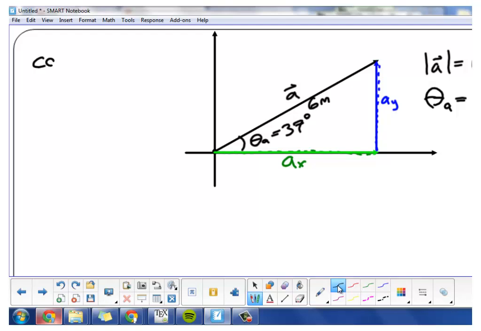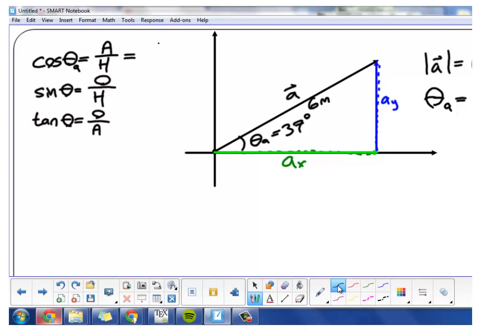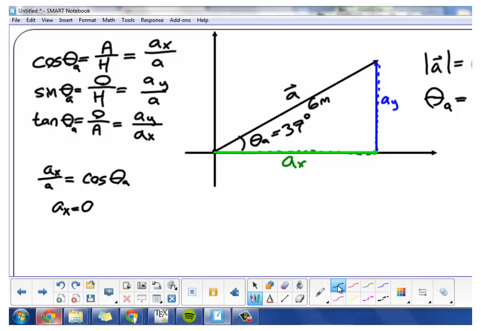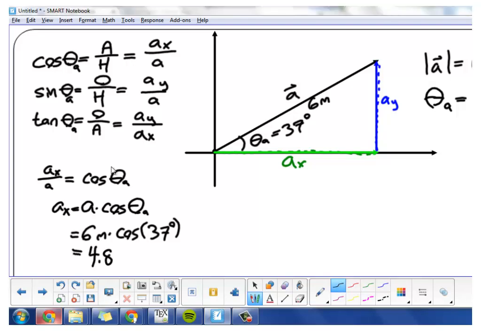Well, we can use our right triangle trig. Cosine equals adjacent over hypotenuse, sine equals opposite over hypotenuse, tangent equals opposite over adjacent. And if we look at our angle that we're calling theta A, then we can see the opposite side is Ay, and the adjacent side is Ax, and the hypotenuse is the magnitude A. So solving across, we find that the x component Ax equals A times cosine theta. We plug in our values, and we find that the x component is equal to 4.8 meters.